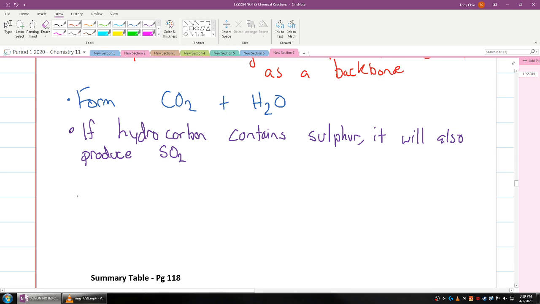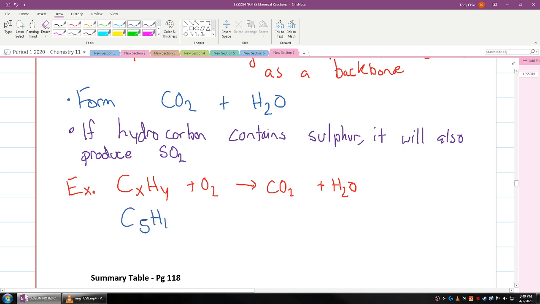Now, here's some examples of this. So an example of this would be, for example, if you have some hydrocarbons, CxHy, so x and y are just numbers, plus O2 will always give you CO2 plus H2O. So an example of that would be, for example, let's say C5H12 plus O2 will always be CO2 plus H2O.